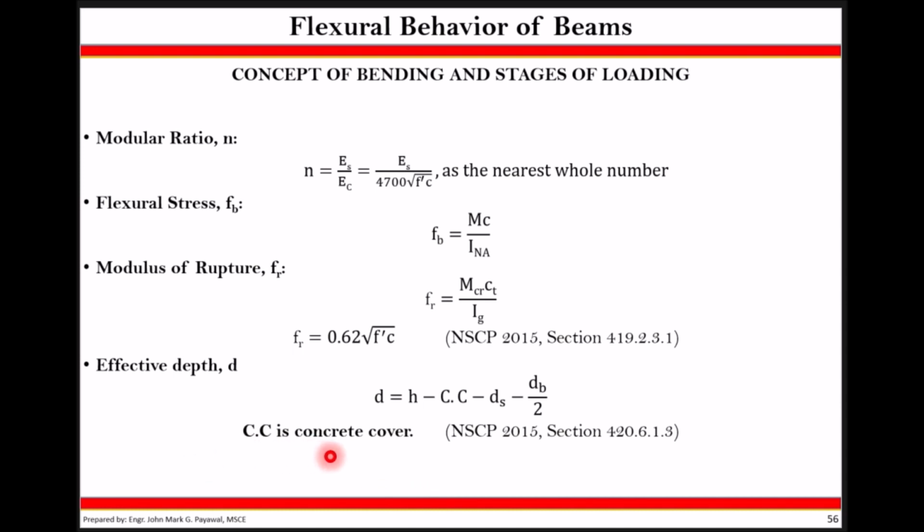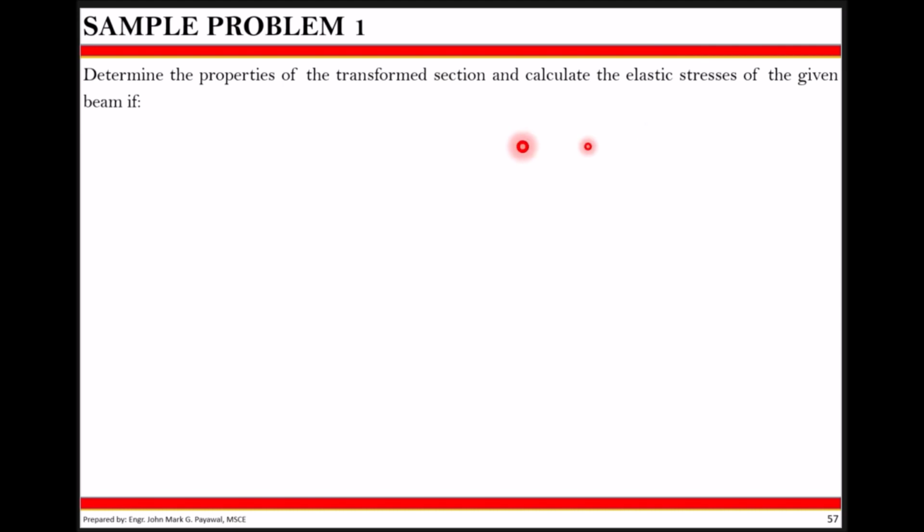Concrete cover is cc. That's here. Usually, it's given for your beam 40, for your columns 40 also, for your foundation 75. In case you're unsure, you have to check on section 420.6.1.3. And with that, I think we're ready to solve problem number 1. So your problem number 1 is divided into 2.